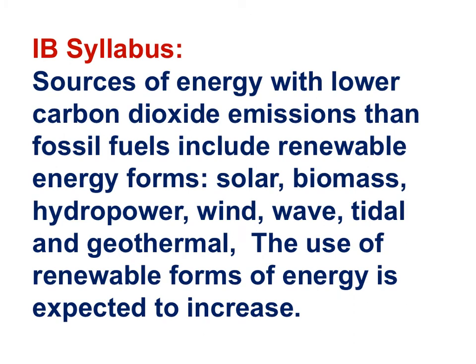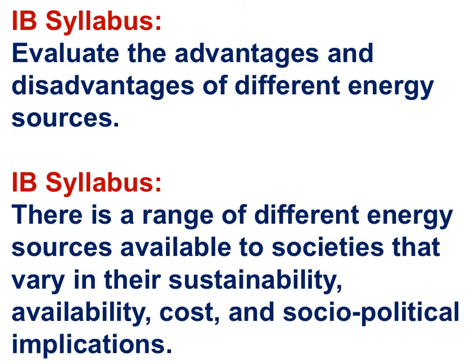Here is a relevant IB syllabus statement. Sources of energy with lower carbon dioxide emissions than fossil fuels include renewable energy forms such as solar, biomass, hydropower, wind, wave, tidal, and geothermal. The use of renewable forms of energy is expected to increase. Here are the IB syllabus statements that drive this movie forward. Evaluate the advantages and disadvantages of different energy sources.